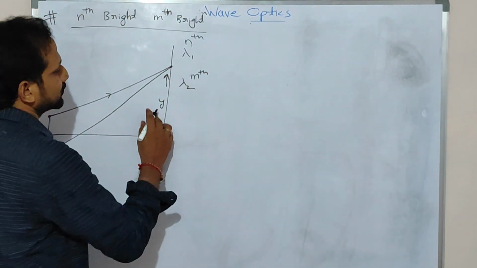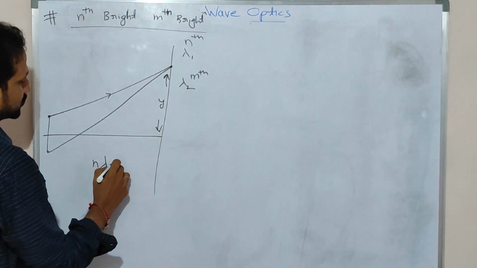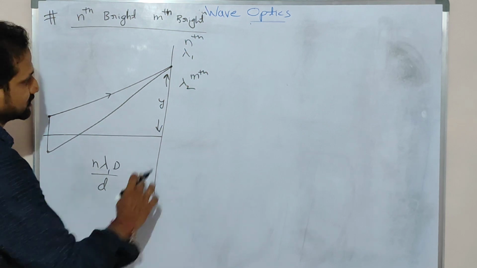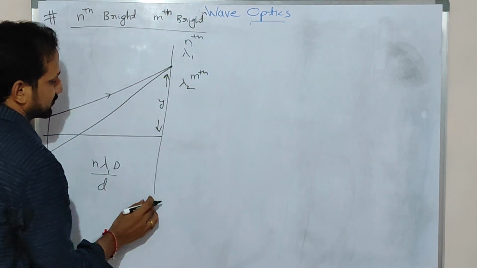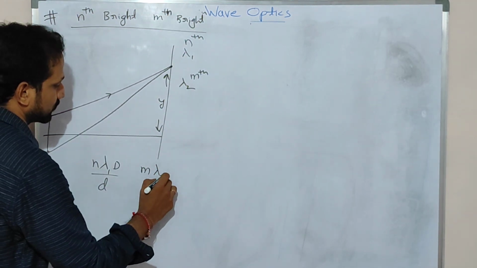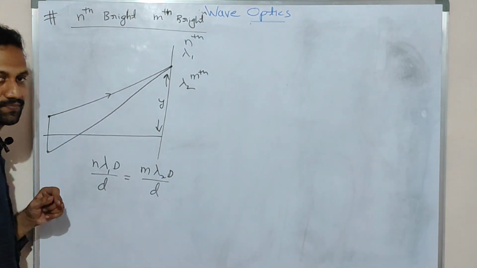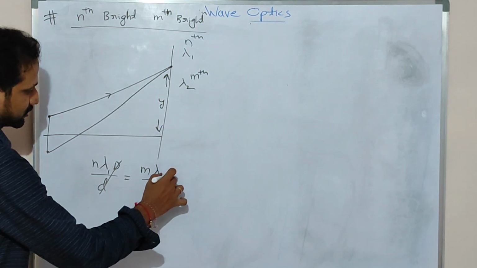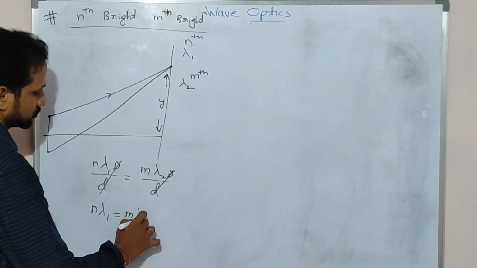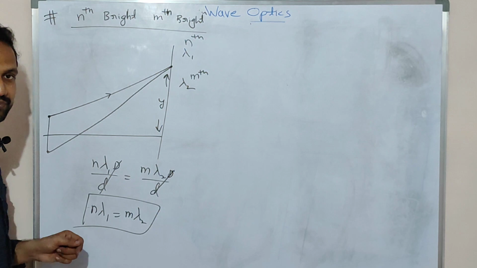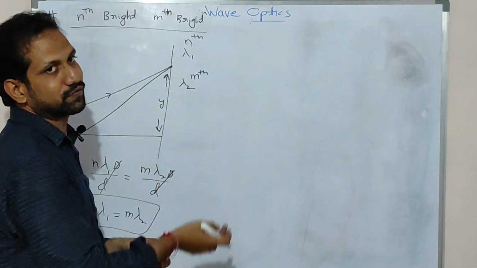You can simply say that the nth bright fringe of wavelength 1 will be n into lambda 1 into capital D by small d. This is actually y when lambda 1 is used. The mth bright fringe of the second wavelength is going to be m into lambda 2 into capital D by small d, and this is also equal to y, so we can equate. Then capital D by small d is cancelled. Then you will get n lambda 1 equals m lambda 2. Similar formula to what we have used previously. This is when the nth bright fringe is coinciding with the mth bright fringe of lambda 2.